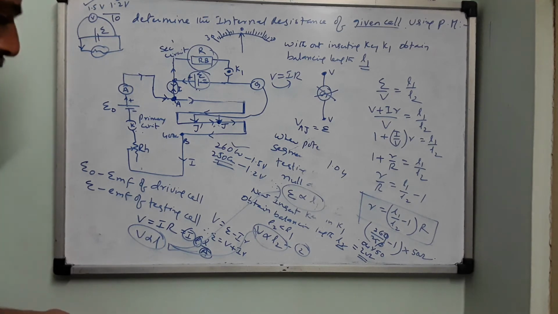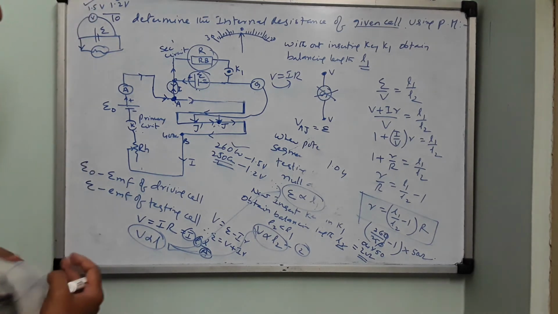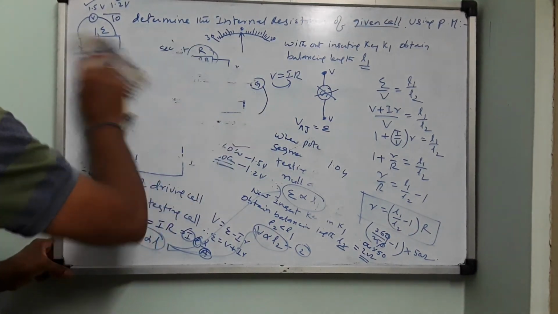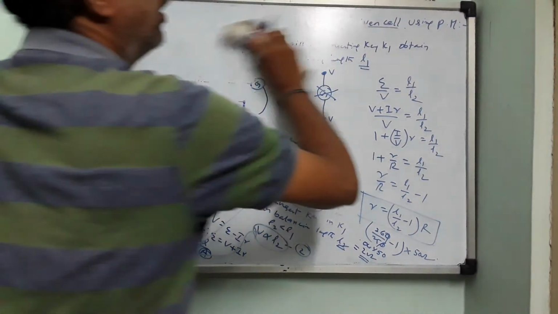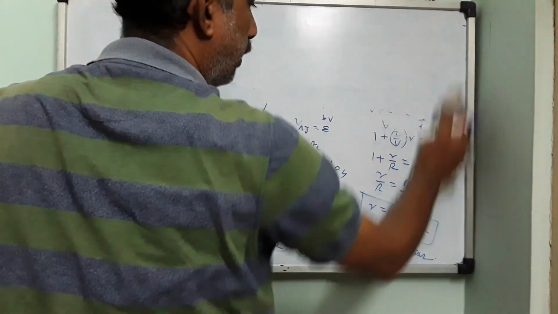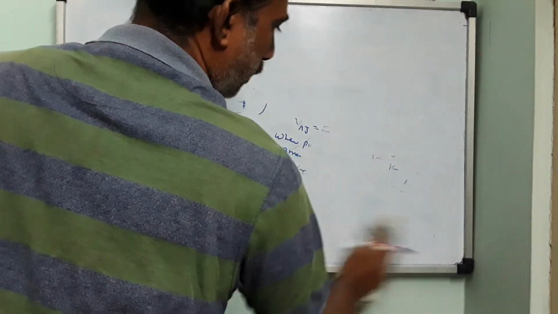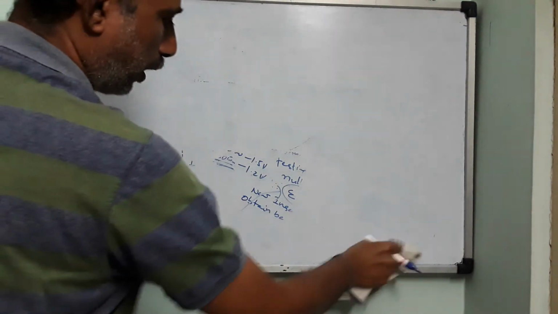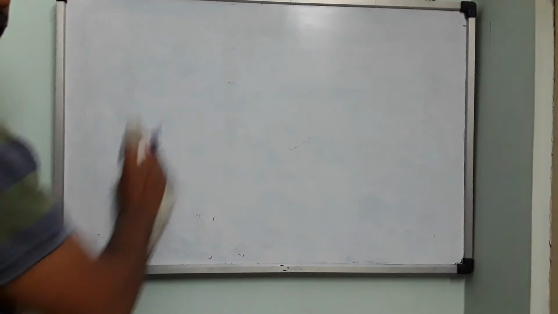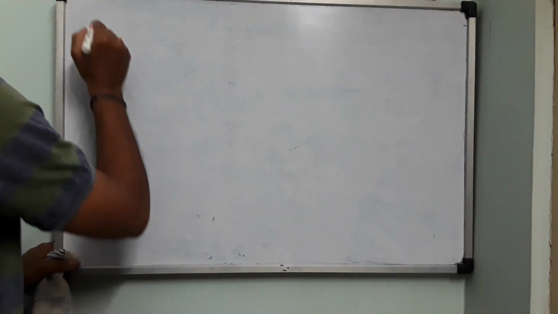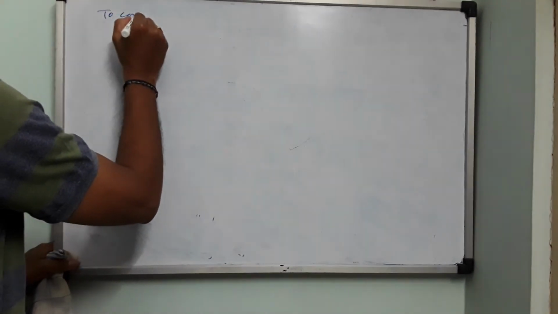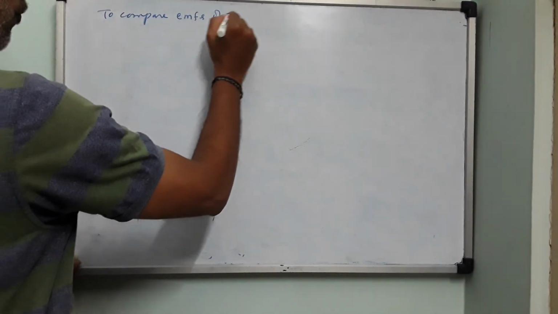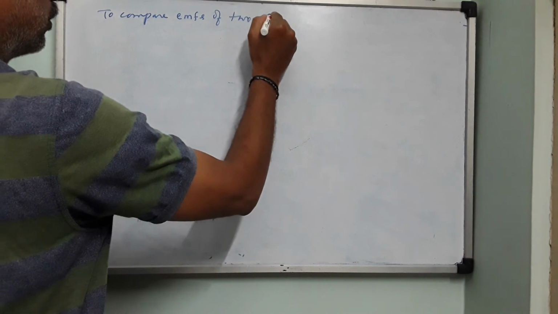Okay, right. Now we will see the second part of the circuit. So I could use this as it is, but there are so many overwritings. Therefore I remove this and draw another fresh diagram for the second aim, that is to compare the EMFs of two given cells.